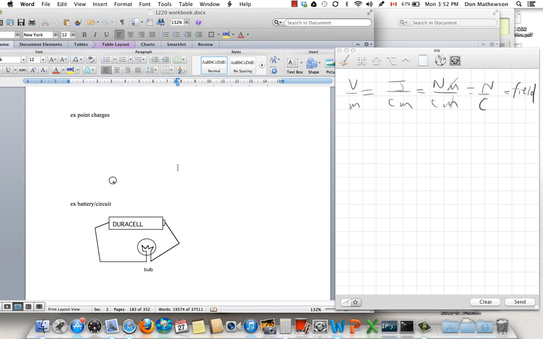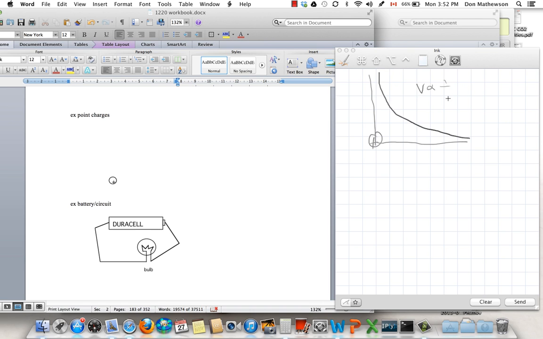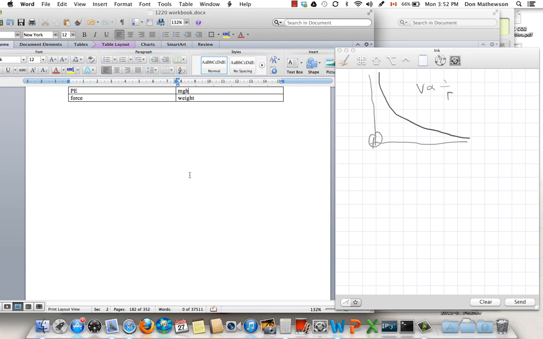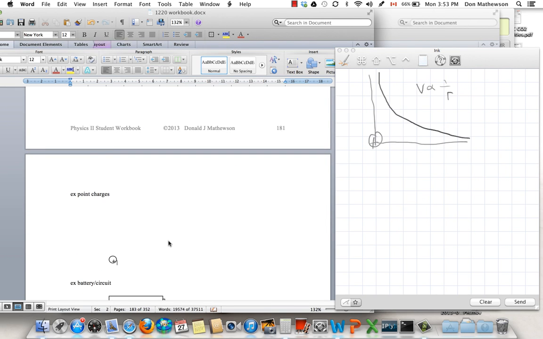Now we can make some graphs here. For a single positive point charge, we can visualize the voltage mountain. We know from previous experience that the voltage follows an inverse law, and so it's a slope like that, and the electric field would be the slope of that line. Whoops, that's not where we wanted that. We wanted that right about here.